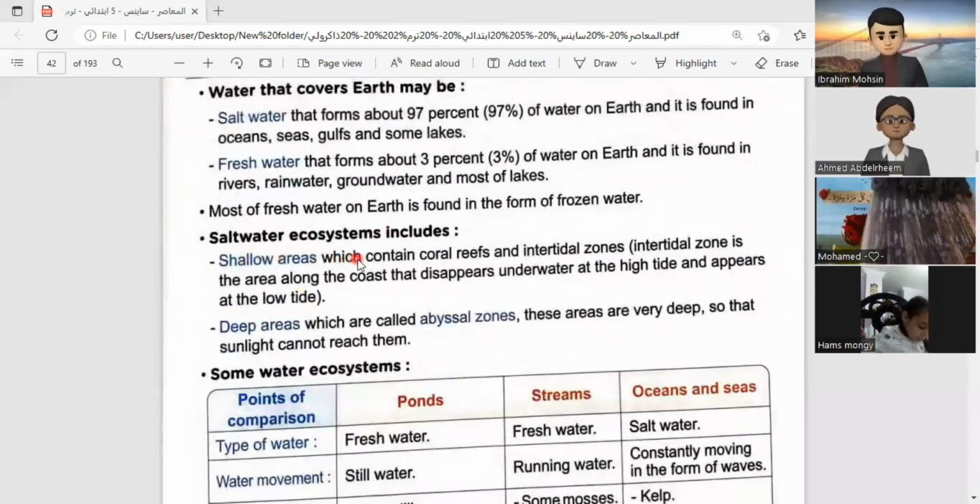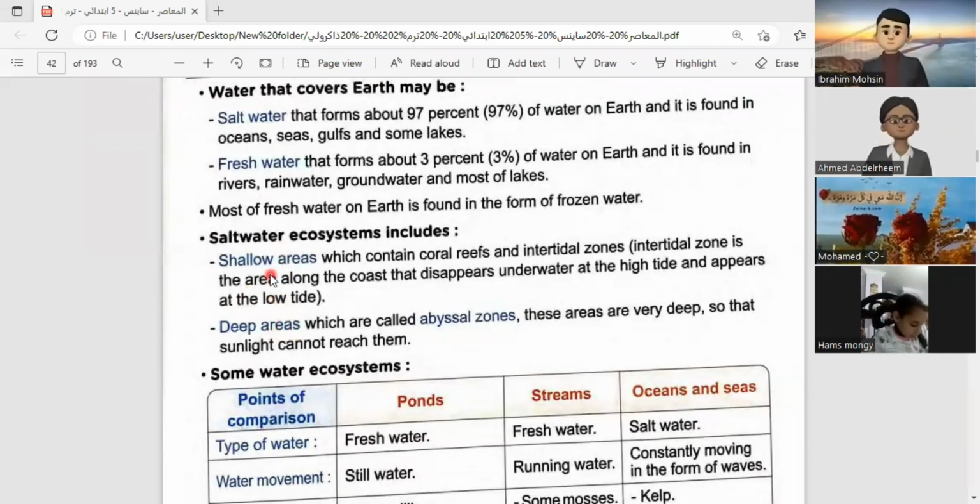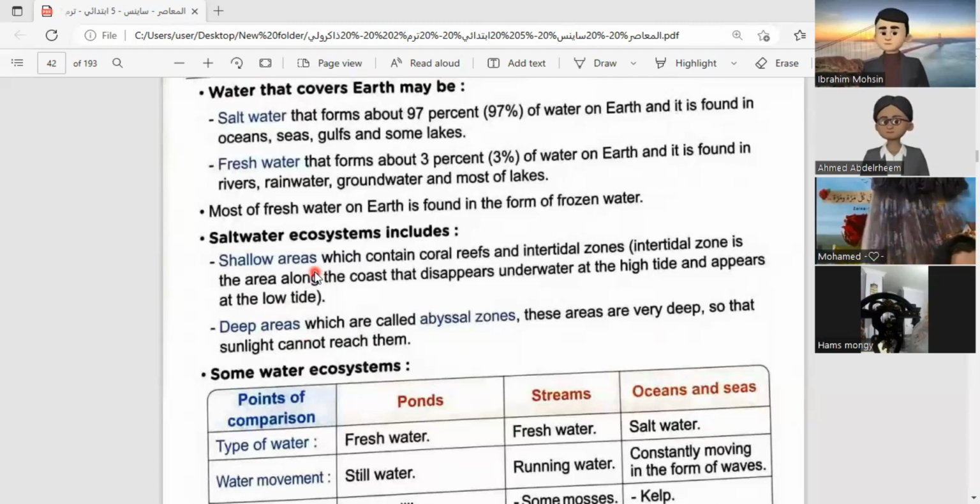Saltwater ecosystems include shallow areas and deep areas. What is the difference between shallow areas and deep areas? Shallow areas contain coral reefs and intertidal zones. An intertidal zone is an area along the coast that disappears underwater at high tide and appears at low tide. Deep areas are called abyssal zones. These areas are very deep, so sunlight cannot reach them. But in shallow areas, sunlight can reach them, so we can see the coral reefs.